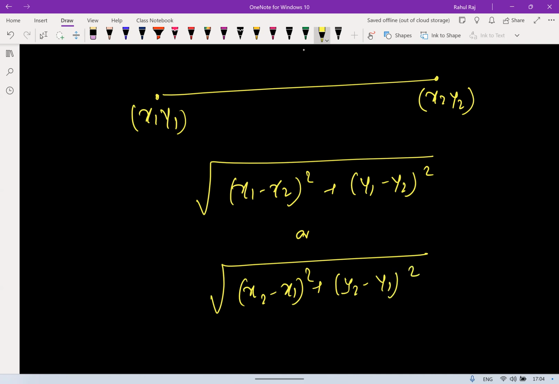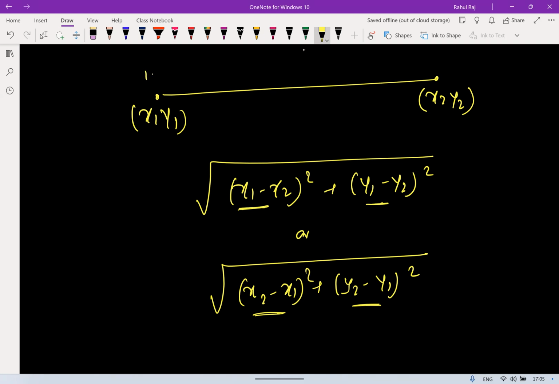Just ensure that you can do here x1 minus x2, you can do here y2 minus y1. That's also not an issue at all. But just keep in head to maintain the sync of a point. If you're doing x1 minus x2 whole square, it should be y1 minus y2. If you're doing x2 minus x1 whole square, it should be y2 minus y1, so that there is no confusion at all. So maintain the sync of the point in the way you are writing a formula. So this is a formula to find distance between 2 points.